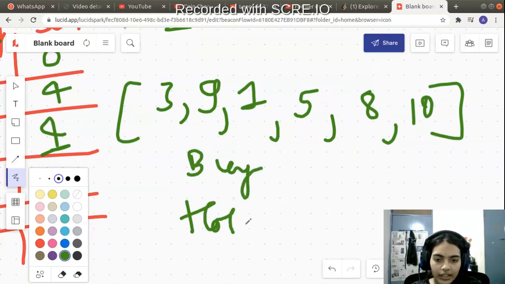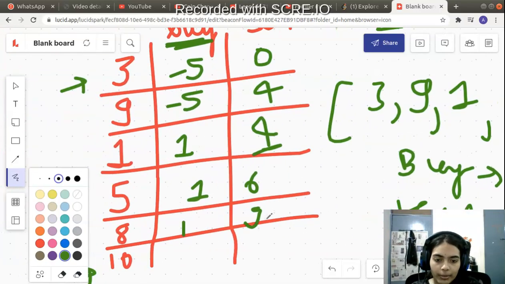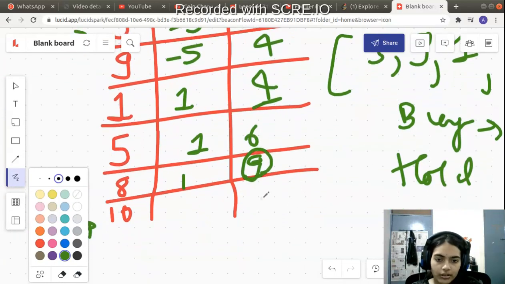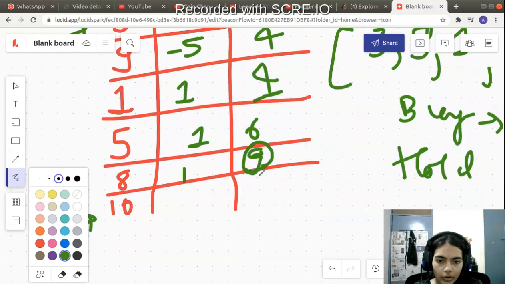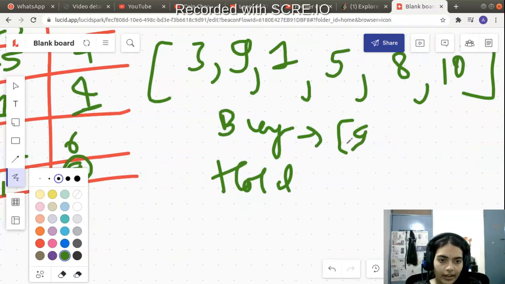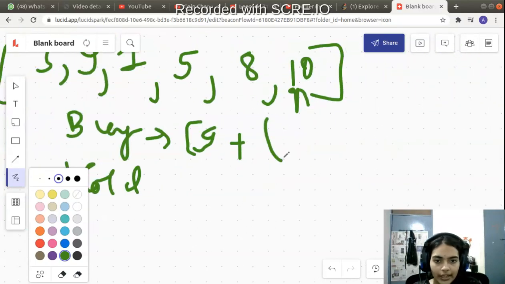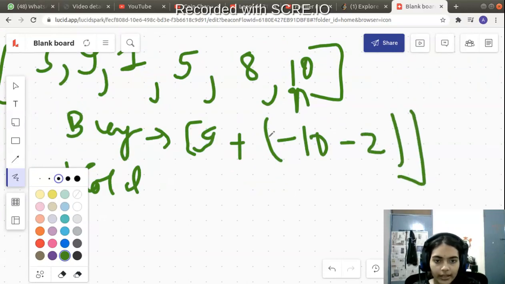If I am buying the stock on this day, then I will look at this particular value, because this value represents that now I am stock free, I am not holding any stock. So now I can buy a stock. I am at a total profit of 9, and I am buying a stock. What will it cost me? Minus 10, and minus 2 for the transaction fee. So 9 minus 12 is equal to minus 3.